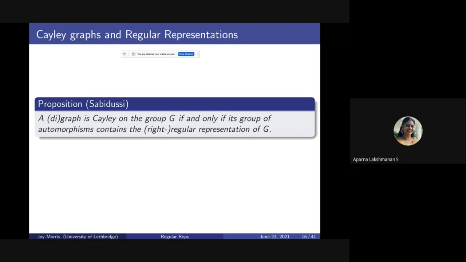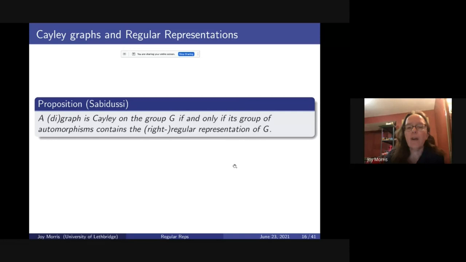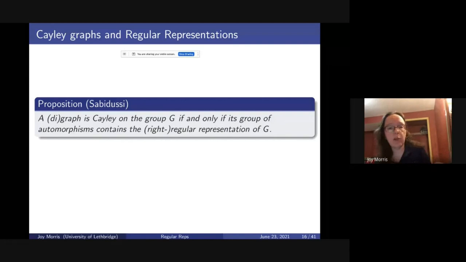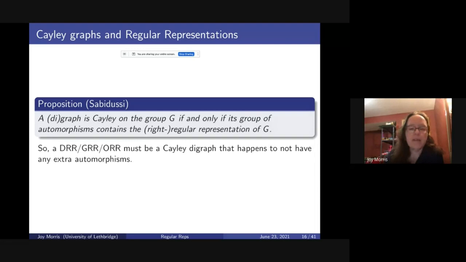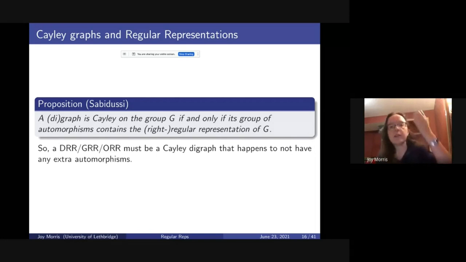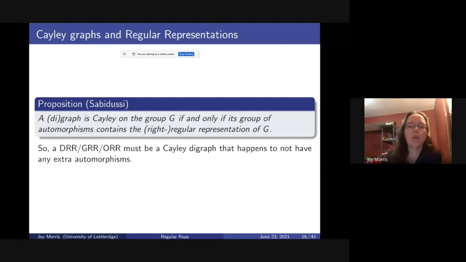Okay. So a graph or digraph is a Cayley graph or digraph on our group G if and only if their group of automorphisms contains the right regular representation of G. So I mentioned that it always will contain that right regular representation, and conversely, if you have a graph that has the right regular representation of a group in its automorphism group, then it will be a Cayley graph or digraph. And therefore, if we want a DRR or a GRR or an ORR, they have to have the right regular representation of G not only in their automorphism group, but as their entire automorphism group, then that means that they are Cayley graphs or digraphs that have no other automorphisms beyond that right regular representation.